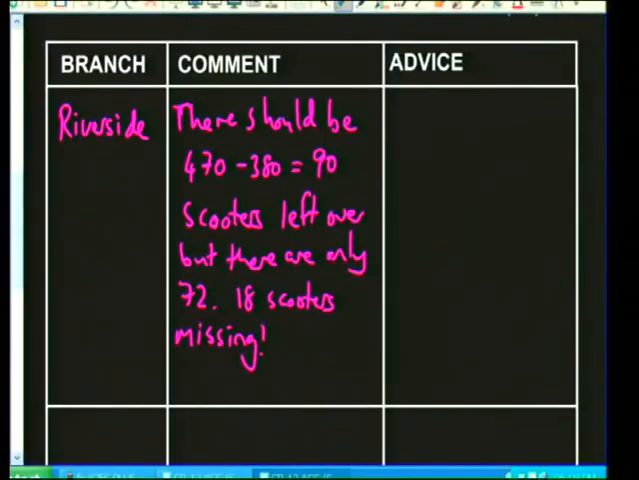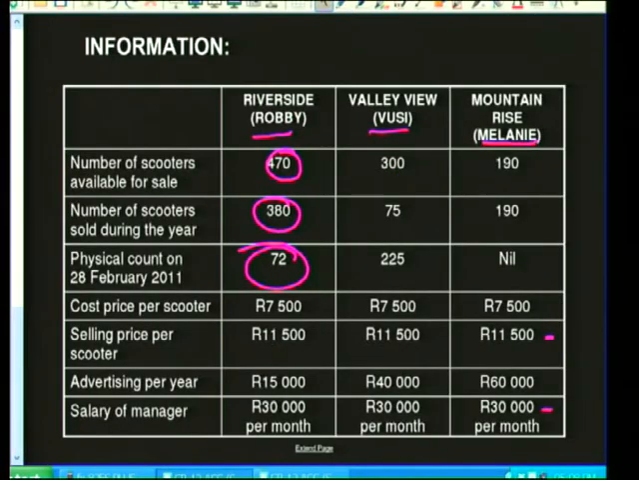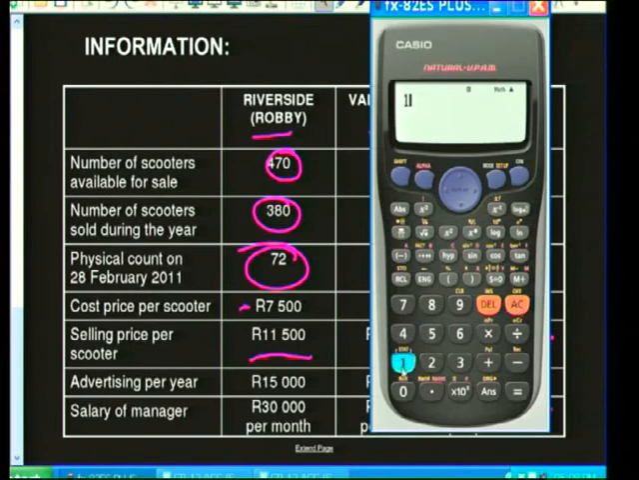You could see there, if you wanted to do some further calculations, every scooter sells for 11,500 Rand. Okay? But the cost price of the scooter was only 7,500 Rand. So what we could do if we wanted to is we could work out how much profit was lost. Every scooter is sold for 11,500, but it only cost 7,500. So the profit that we'd make on each scooter is 11,500 Rand minus 7,500 Rand. You can see that the answer comes to 4,000 Rand. For every scooter that's gone missing, we've lost 4,000 Rand in profit.